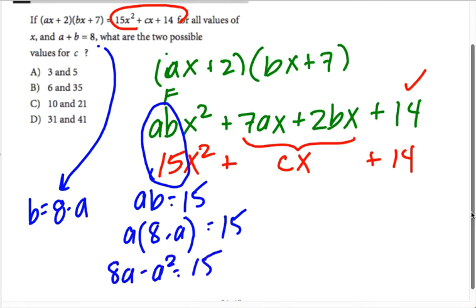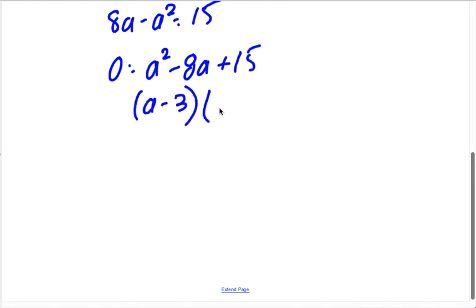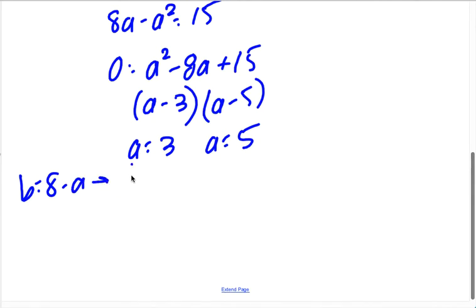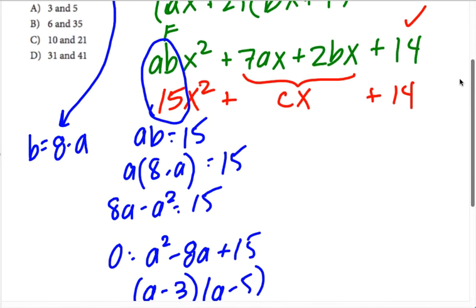If I move everybody to one side to solve for a, I'm going to get 0 equals a² minus 8a plus 15, right? And I'm going to get that I have (a minus 3)(a minus 5). So a is either 3 or a is 5. And since we know that b was 8 minus a, that would give us b is 5 or b is 3. I think we could have gotten there by visual inspection. If you asked someone what two numbers add to 8 and multiply to 15, we would have come up with 3 and 5.